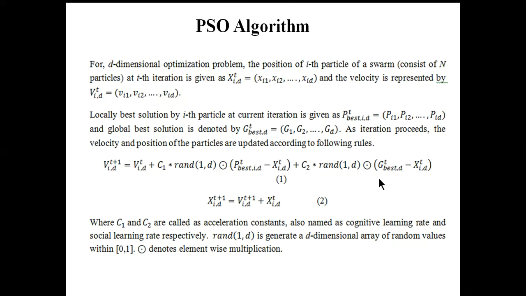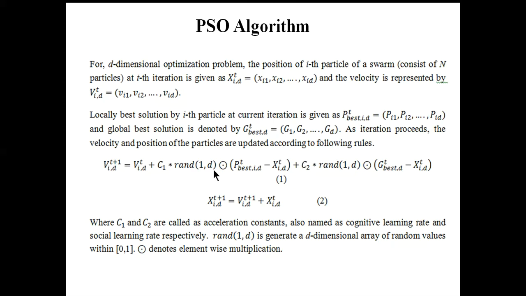This portion is for the global search, and this term is for the local search. Using a single equation, we incorporate both local search and global search. You can see that these are the cognitive learning rate and the social learning rate. So what is the significance of these constants? By changing these two values, we can decide the corresponding movement of the particle.